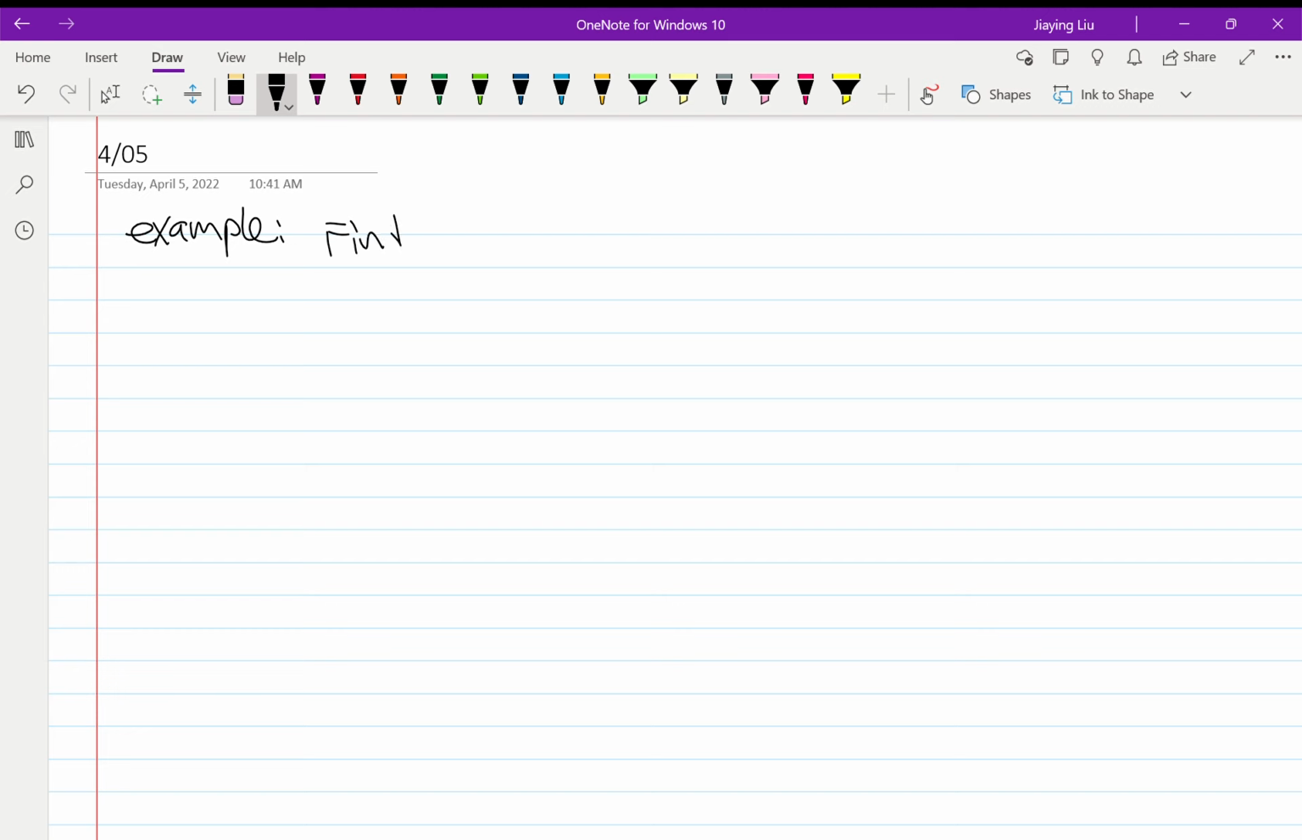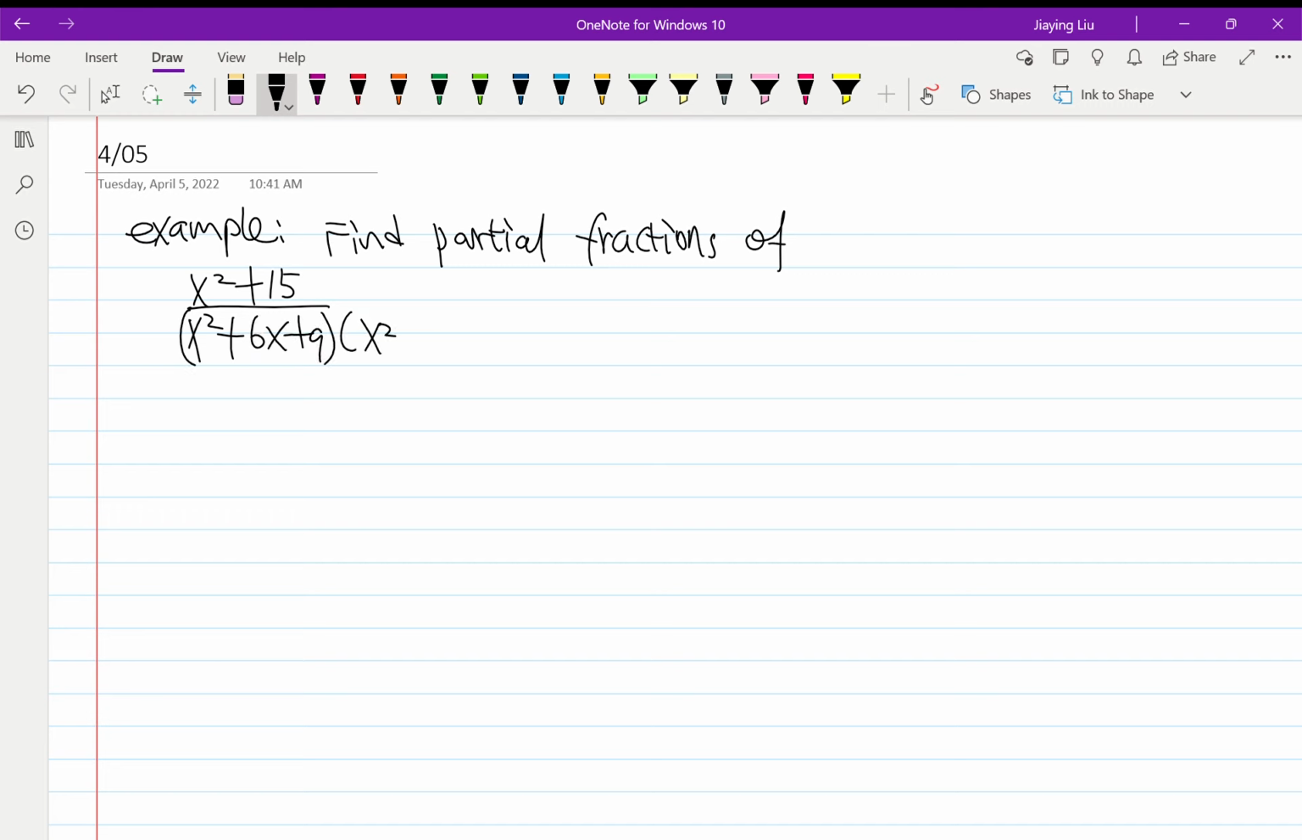Find partial fractions of this fraction: x squared plus 15 over x squared plus 6x plus 9 times x squared plus 3. Last time I gave you this, but in slightly different form.